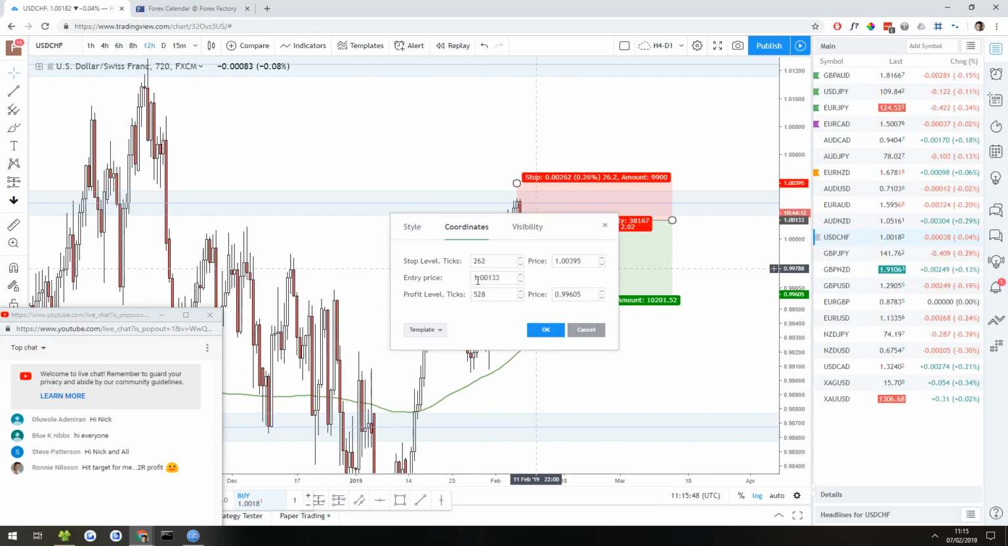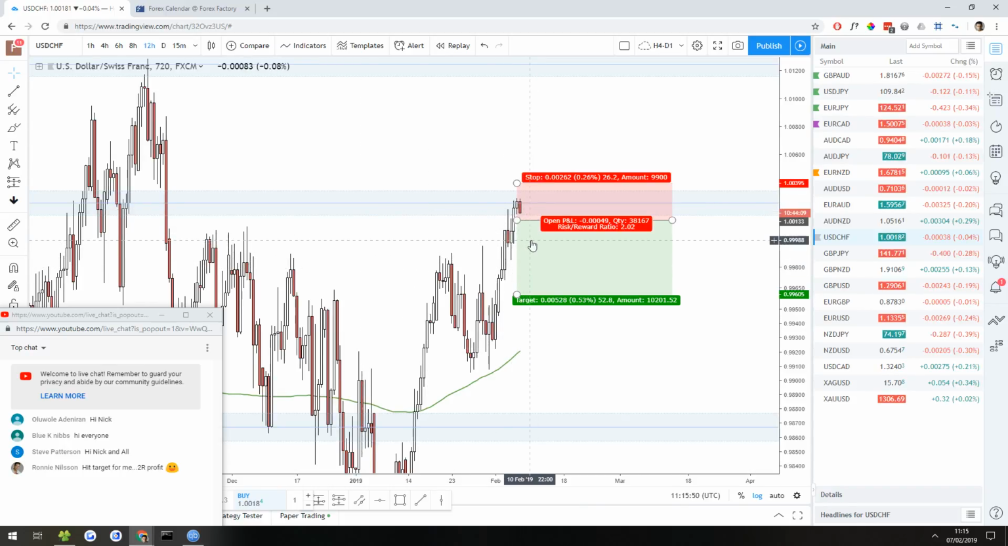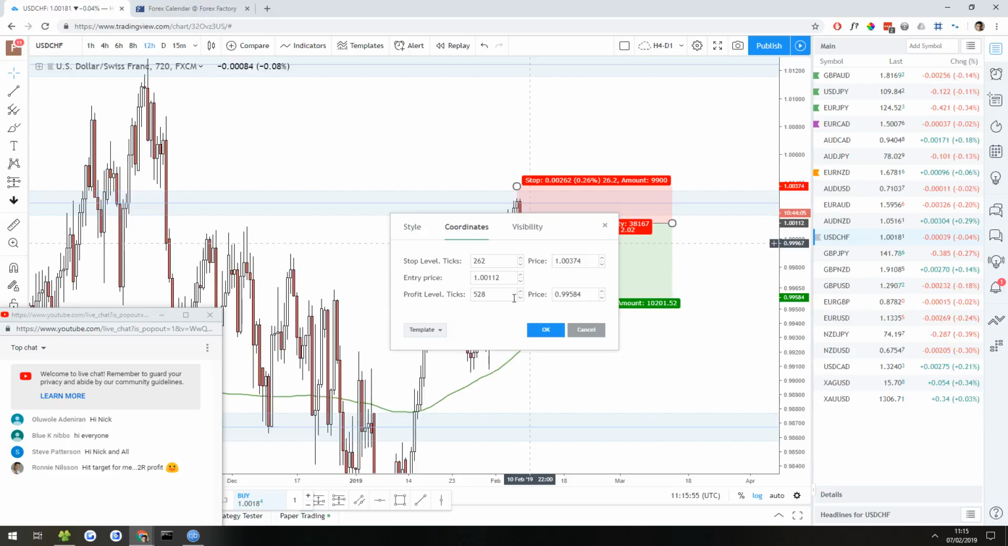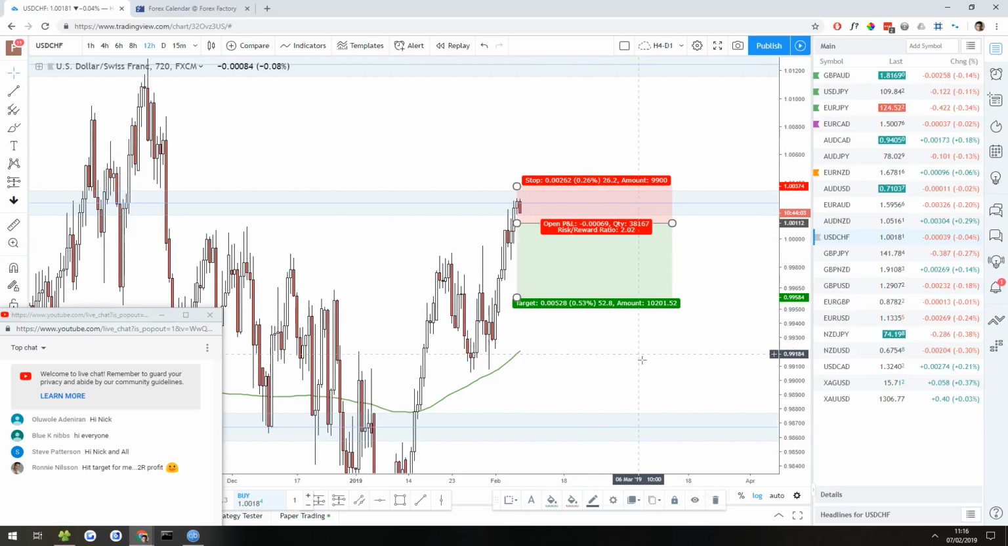So entry price is at 1.001. You could probably drop that entry a tad lower just so it's beyond that cycle level. Actually, it's probably not worth dropping it a tad lower.